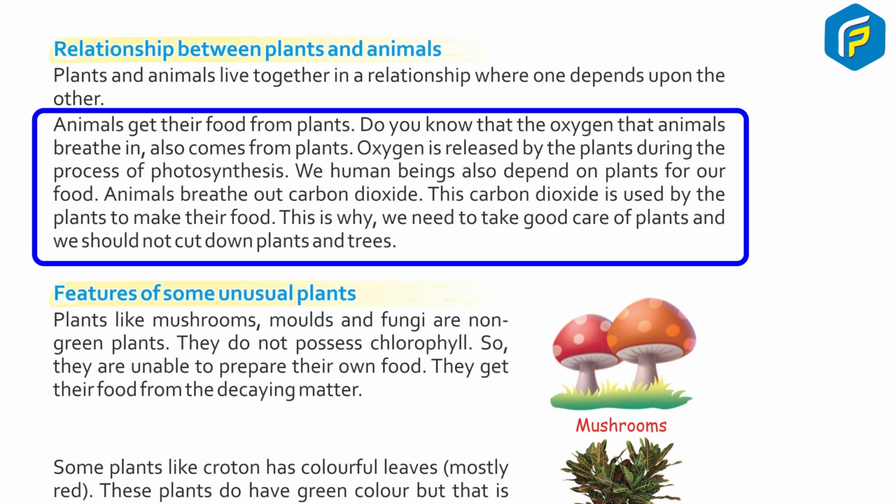Animals breathe out carbon dioxide. This carbon dioxide is used by the plants to make their food. This is why we need to take good care of plants and we should not cut down plants and trees.